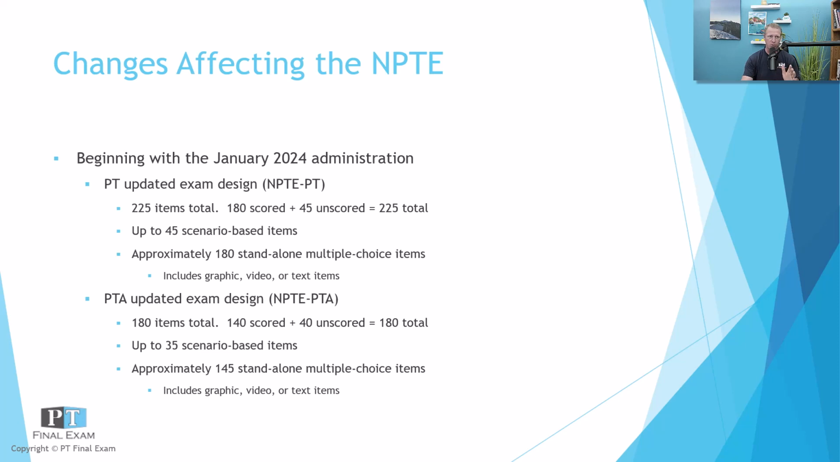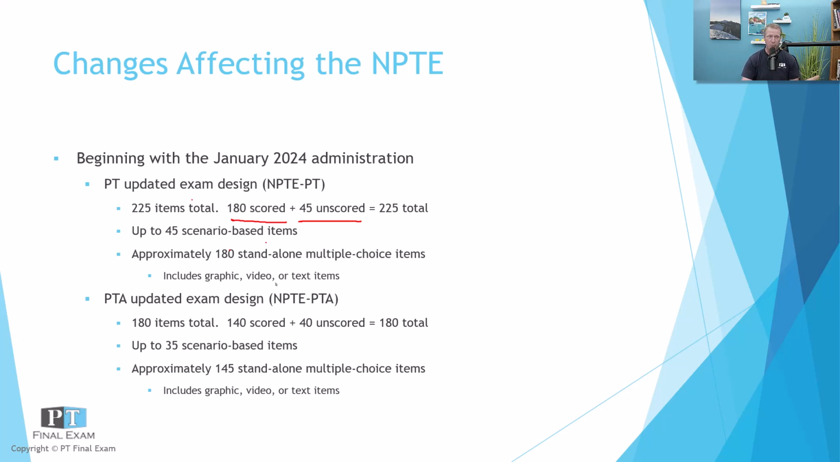Beginning in 2024, the NPTE for PTs will now include 225 items total. So what does that mean? That means that you will expect somewhere around 180 items that are scored and 45 items that are unscored for that grand total of 225.